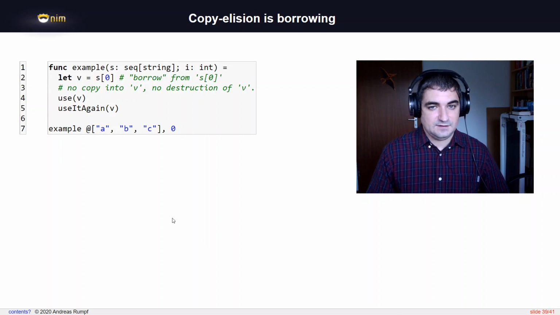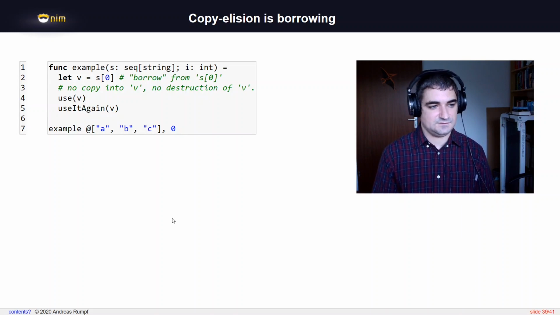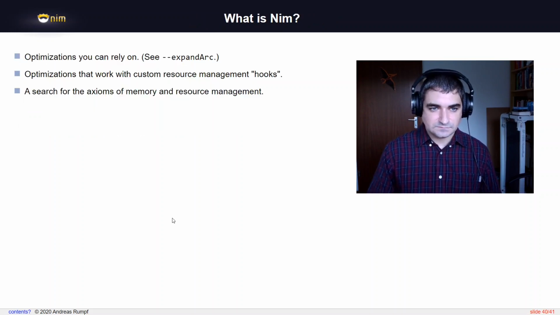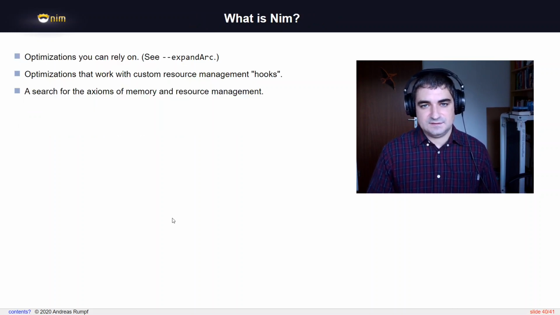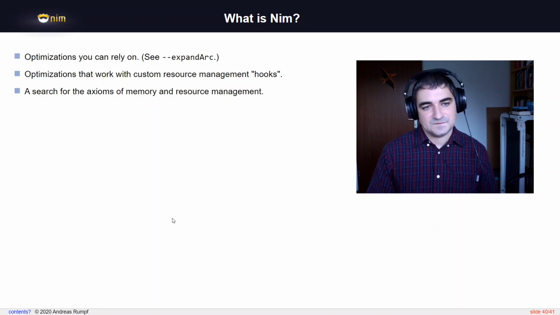It's like automatic borrowing, except that you don't need the pointer annotations, like no address or pointer dereference inside. So the program can stay in this high-level description of what it needs to do and trust the Nim compiler to do the right thing. So coming back to this question in the beginning, what is actually Nim? Nim means optimizations that you can rely on. See this expandArc feature. Optimizations that work with custom resource management hooks. And finally, it's kind of a search for an answer for the axioms of memory and resource management.